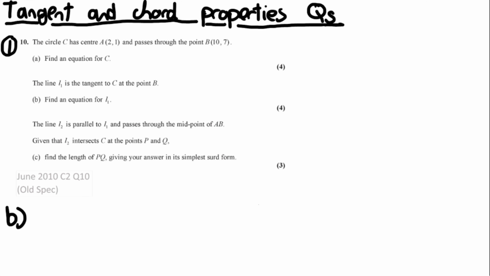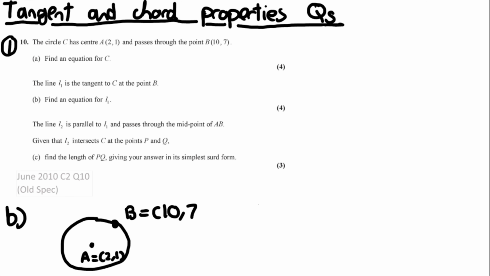So for part B, we need to find the equation of a tangent at the point B. As I said before, the way I approach these questions is I always draw a diagram to help me answer the question. So we know the centre, which is called the point A. We know the centre, which is equal to (2, 1). And we know point B, which we'll say is somewhere up here. Point B is equal to (10, 7), and there is a tangent at point B. There's a tangent at point B here, and let's draw in the radius here, and remember that they are perpendicular to each other like this.